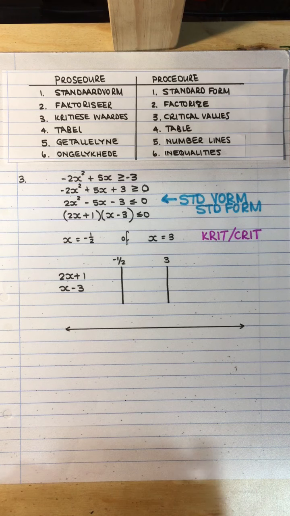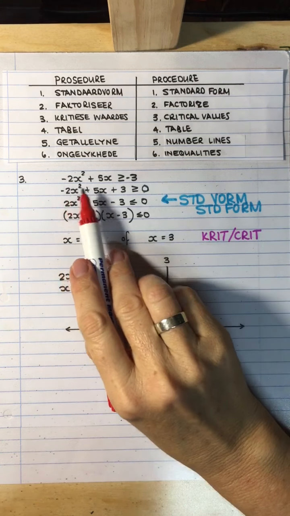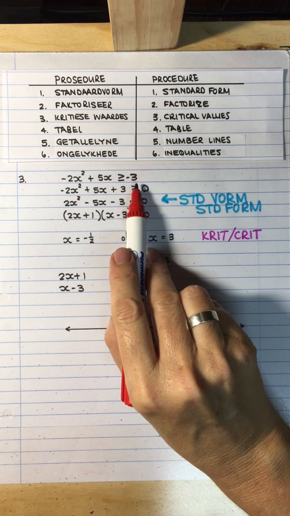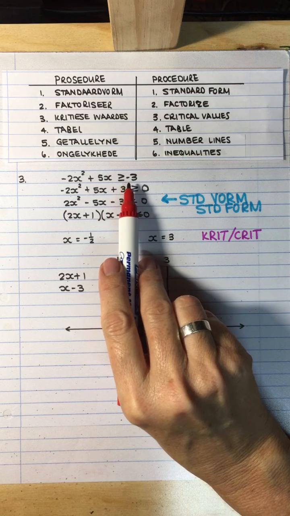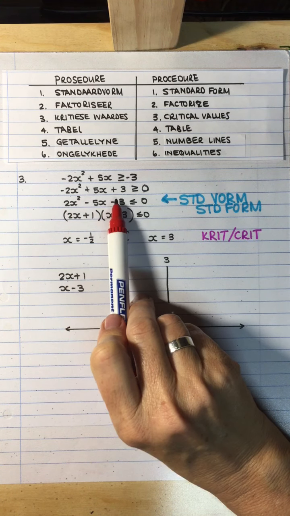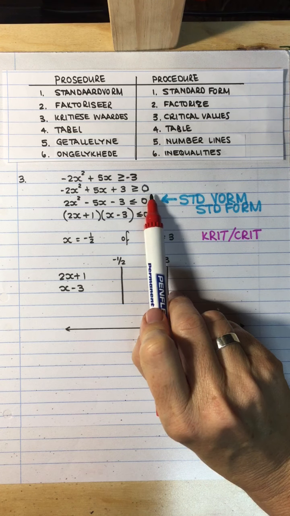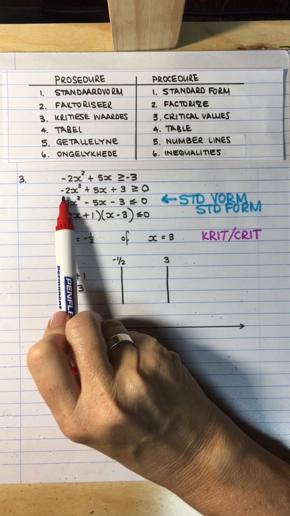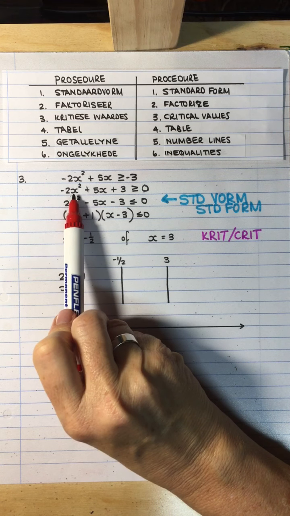Example 3. Minus 2x squared plus 5x greater or equal to negative 3. This inequality is not in the standard form. I will rearrange the terms to see that there is a 0 on the right hand side. However, we still have a negative leading value for x squared.